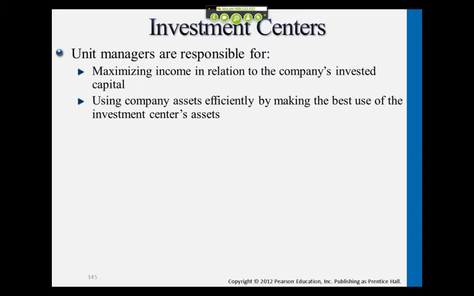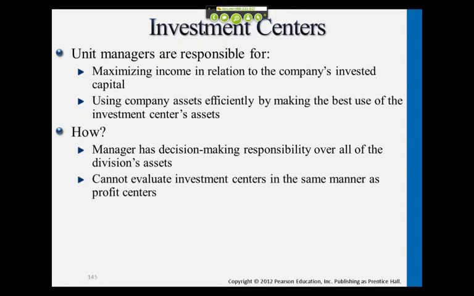So as we said, in our investment centers, our managers are responsible for the following. First, maximizing the income, and that's going to be based on the investment capital that the company made. And we'll also use the company assets efficiently so that the best is taken out of that investment center's assets. So how would we as the unit managers do that? First, our manager is going to take decision-making responsibility over all of the assets of that unit, of that division.